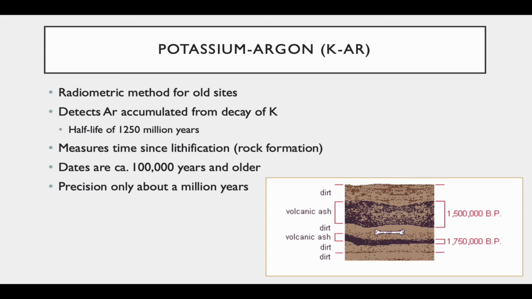Potassium argon dating, it's another radiometric method that's particularly targeted for old sites. So instead of the decay of C14 over time, we're seeing argon actually accumulating in a rock layer from the decay of potassium. Now the half-life in this case is 1,250 million years, not thousands of years, so we're talking some really old sites here. And what the technique is doing is actually measuring the time since that rock lithified, so since it went from a sediment into an actual piece of rock. These dates are available then for anything 100,000 years old or older.